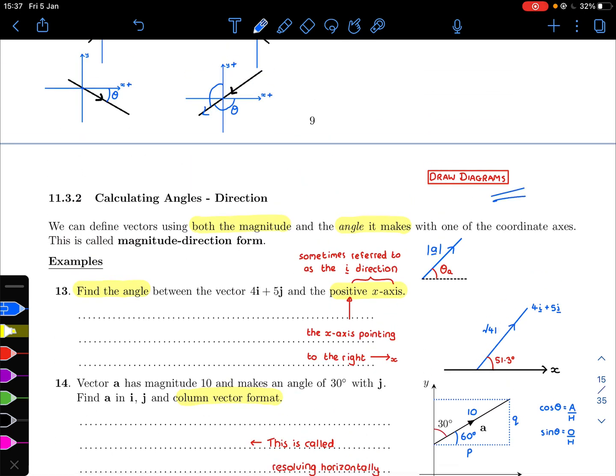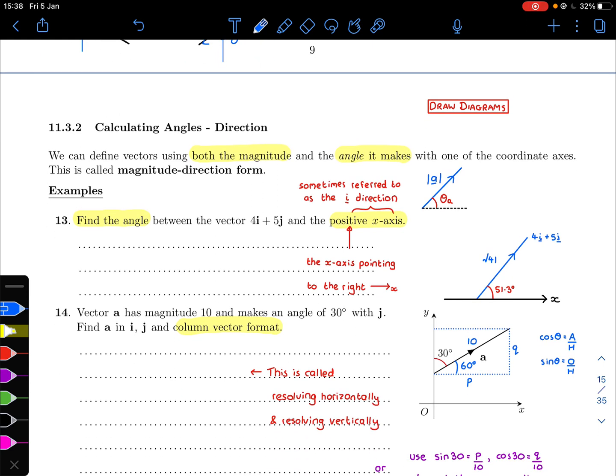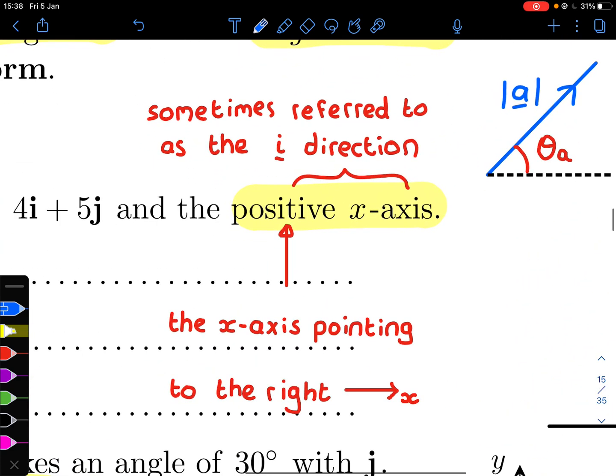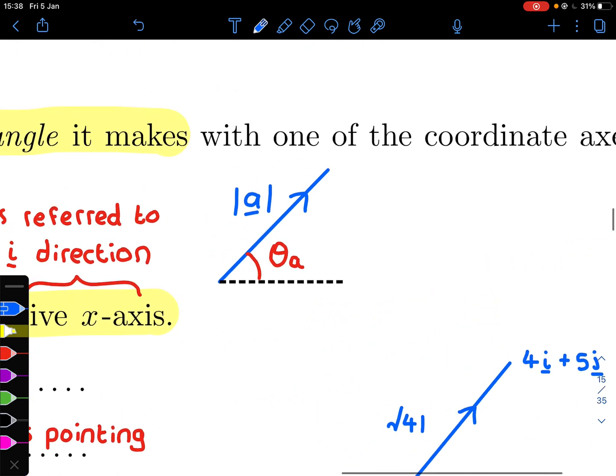As I've said in previous videos, it's very useful to draw diagrams if you're not given one already. So first example: find the angle between the vector 4i plus 5j and the positive x-axis. Most commonly you're asked for the positive x-axis, sometimes the positive y-axis. Sometimes that's referred to as the i direction. i is the unit vector to the right, the same direction as the positive x-axis. So it's that angle, the red angle, that we're looking for.